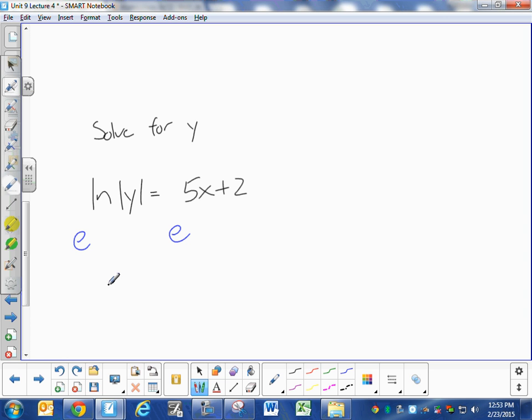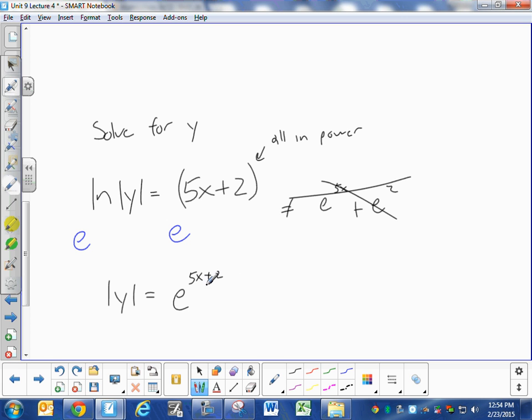On the left side, I would just have the absolute y. That would stay. On the right side, it's very, very important to put this entire thing in the power of e. You don't do one power at a time. It's not e to the 5x plus e squared. That's not correct. This is e to the 5x plus 2. That's not the same as e to the 5x plus e squared. That's not right. Okay, so this is correct. This is fine. We just solved for y.